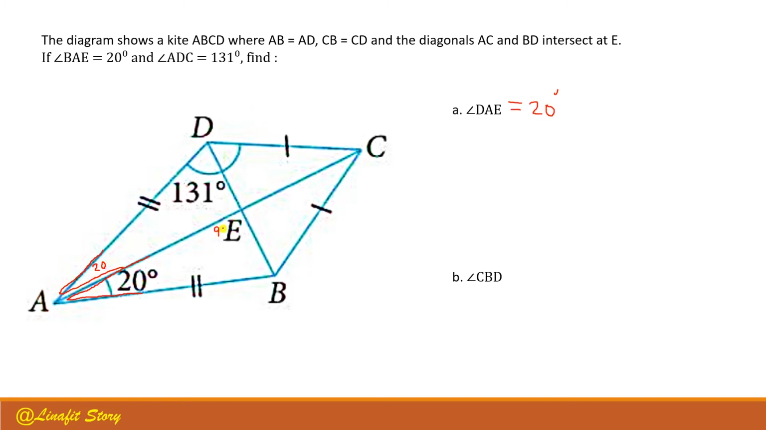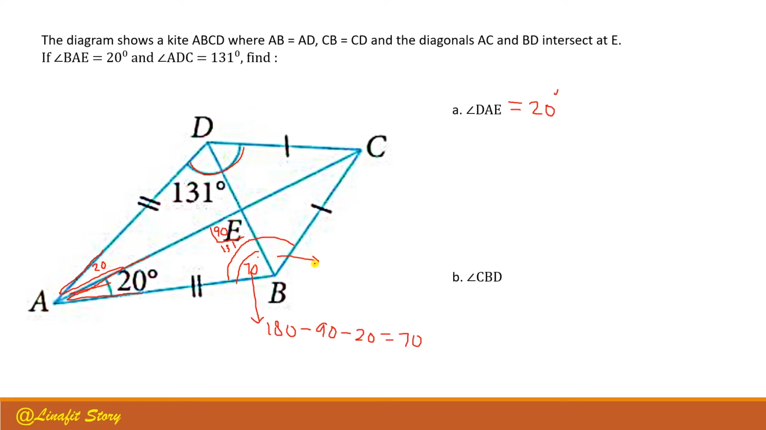Angle AEB is 90 degrees. Look at triangle AEB. So to get angle ABE, it is equal to 180 minus 90 minus 20, which is equal to 70 degrees. ADC is 131, so that ABC is also 131 degrees.